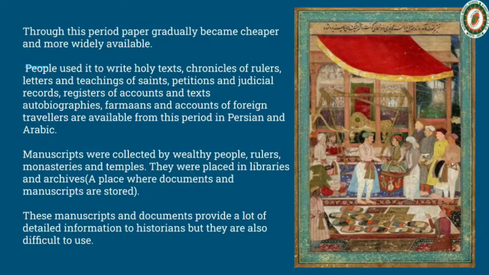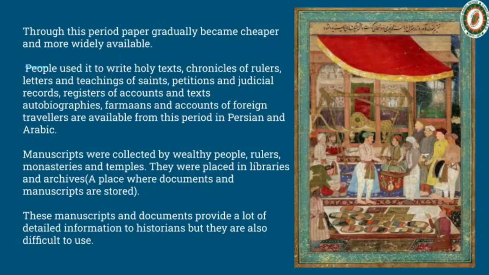as well as autobiographies, farmans and accounts of foreign travelers, which are available from this period in Persian and Arabic. So this type of literary sources were discovered by the historians, and those were written at the time.